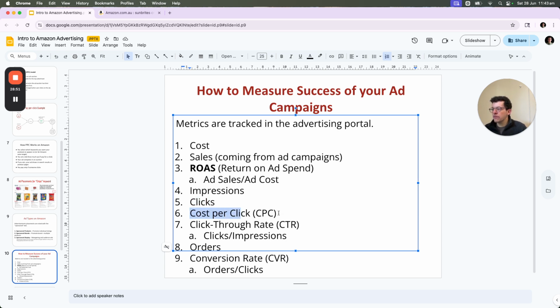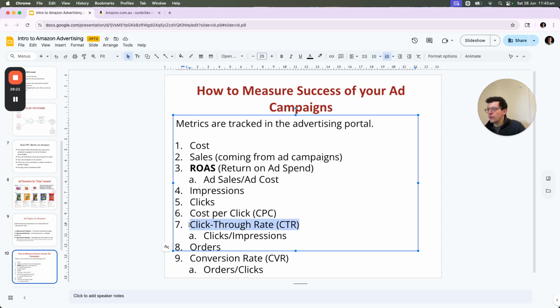Cost per click is just your total advertising cost divided by the number of clicks. So if you've spent $10 on your advertising campaigns, total cost, and you've had 5 clicks, $10 divided by 5 clicks is 2, so $2 per click. $2 CPC, cost per click.